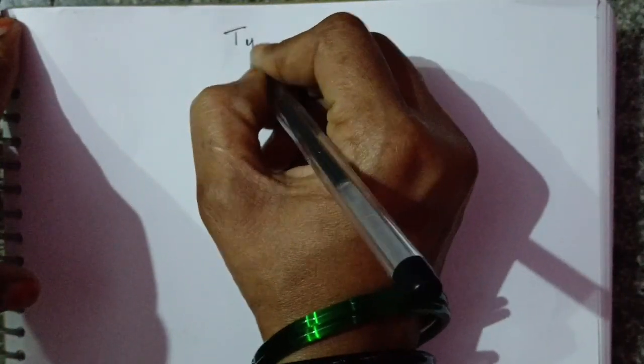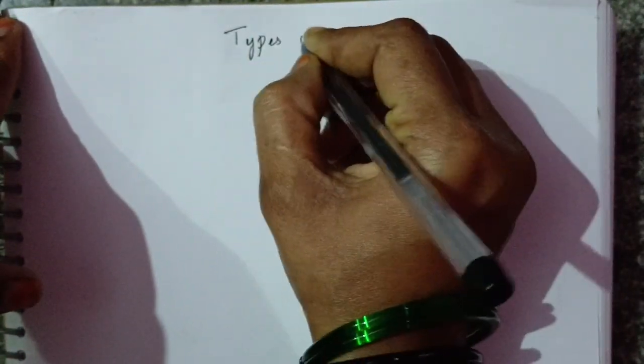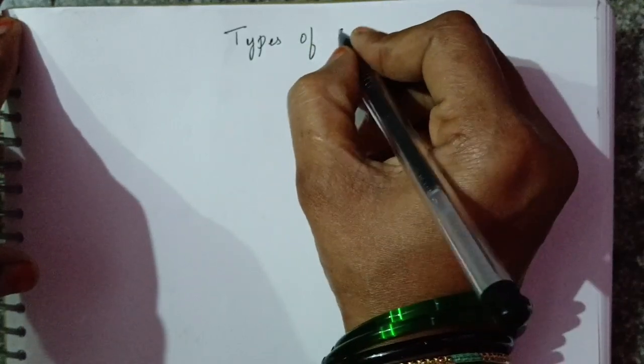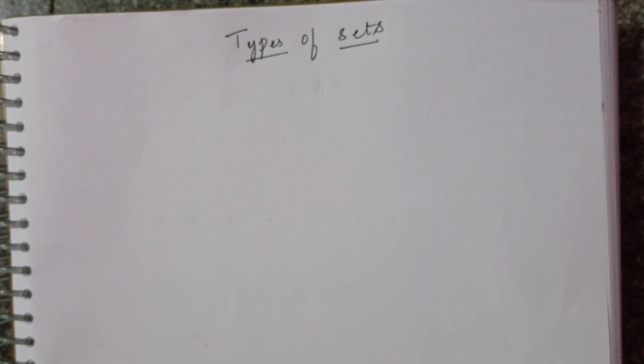Today we'll start chapter one, types of sets. Before this, I did the sets introduction and exercise 1.1; you can go and check them out in the previous videos. Today we'll start types of sets.